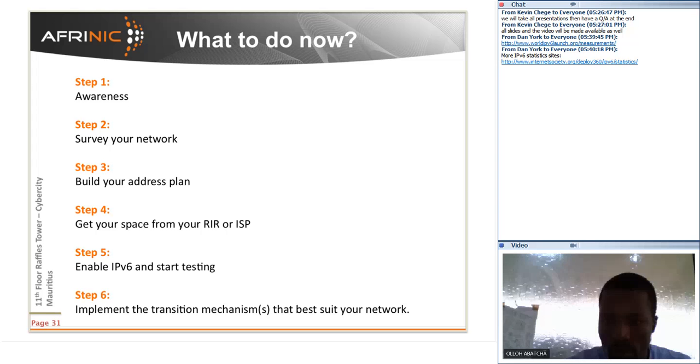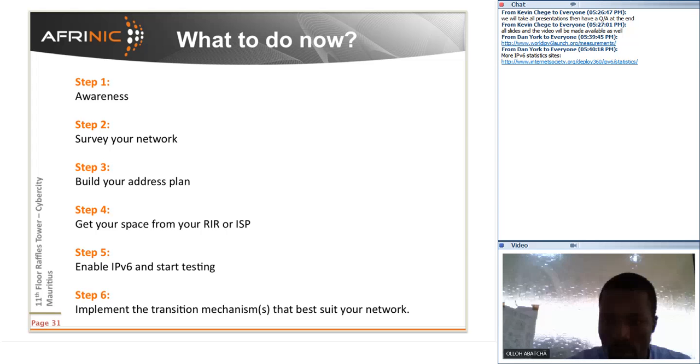Step two would be to survey your network. This is something that I always tell people whenever they come to me and say, what can we do with IPv6? You need to look at your network. You need to do inventory and see what do you have that supports IPv6 and what do you have that doesn't.